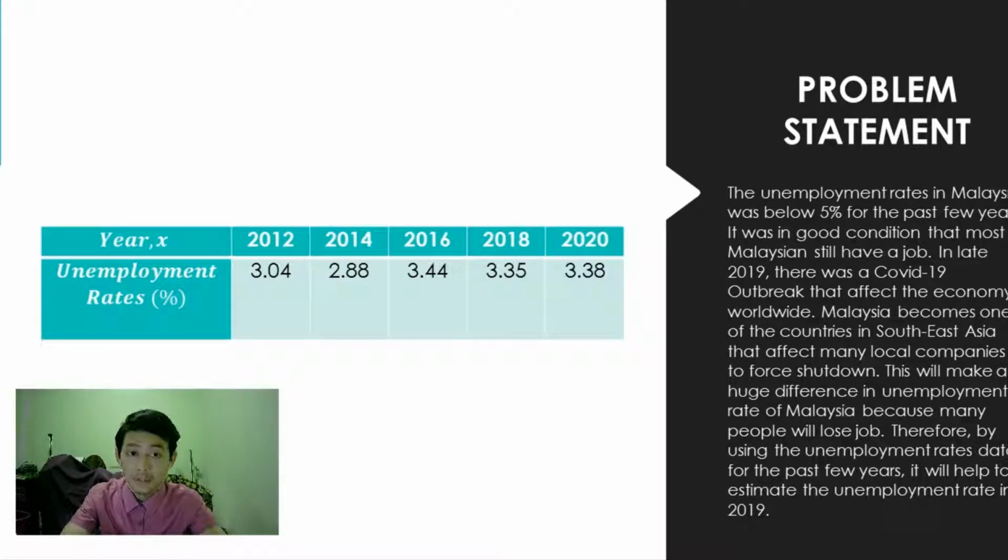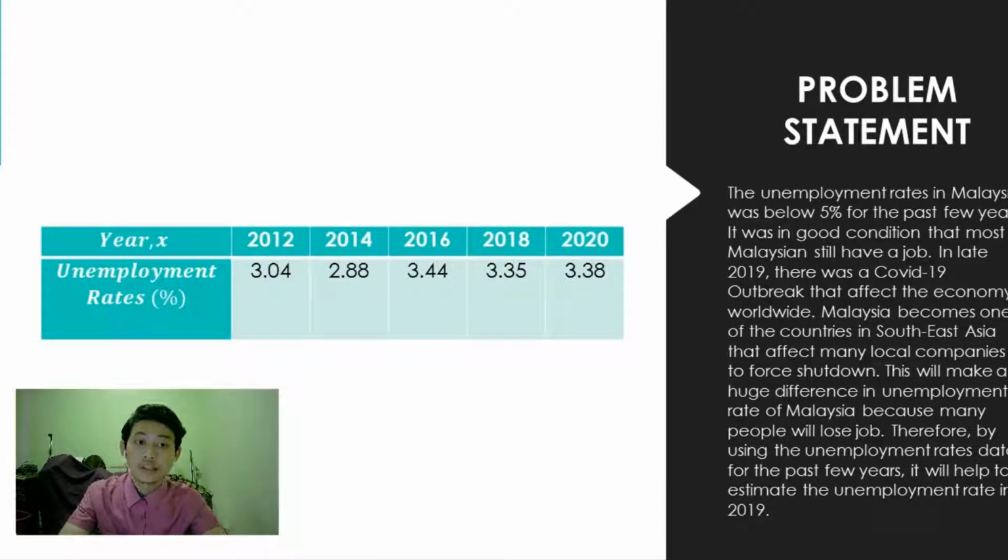So this is the problem statement. The unemployment rate in Malaysia was below 5% for the past few years. It was in good condition, as most Malaysians still had a job. In late 2019, there was a COVID-19 outbreak that affected the economy worldwide. Malaysia became one of the countries in Southeast Asia where many local companies were forced to shut down. This will make a huge difference in the unemployment rate of Malaysia because many people will lose their jobs.